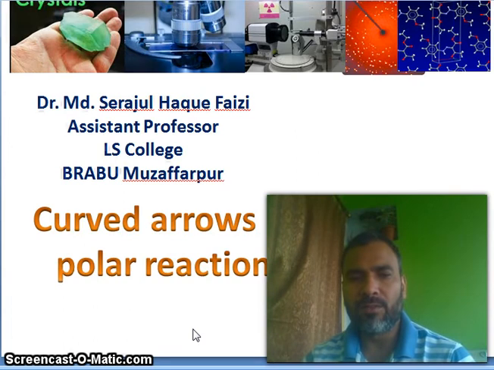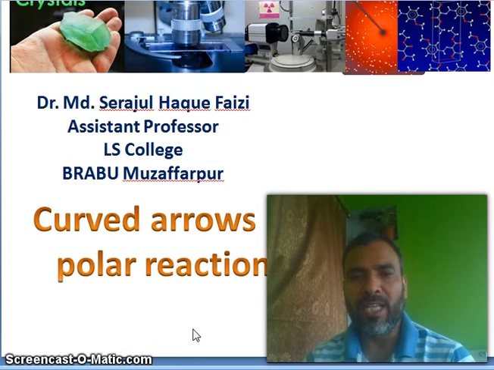Today in this video, I am going to explain about curved arrows in polar reactions. This is a part of organic reactions. So what is the meaning of curved? What is the meaning of arrows? Why are we using curved arrows when writing reaction mechanisms? There are 4 rules, and I will discuss them one by one.